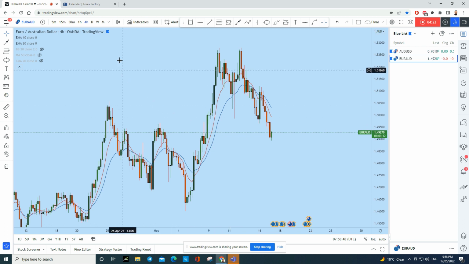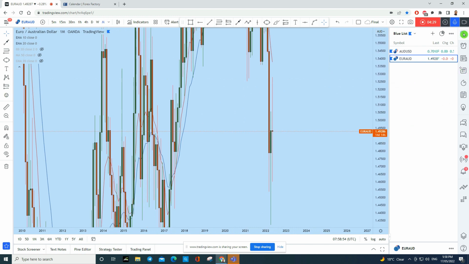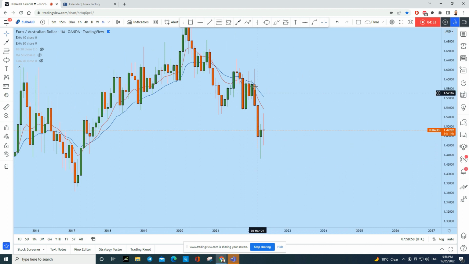So first of all, let's see the bigger picture, and then we'll come back to this time frame to see what kind of trading opportunity we have. Now the EUR/AUD bigger picture is bearish. As you can see, there is a bearish engulfer followed by another strong bearish engulfer. Now this month there was a rejection to the upside retracement.